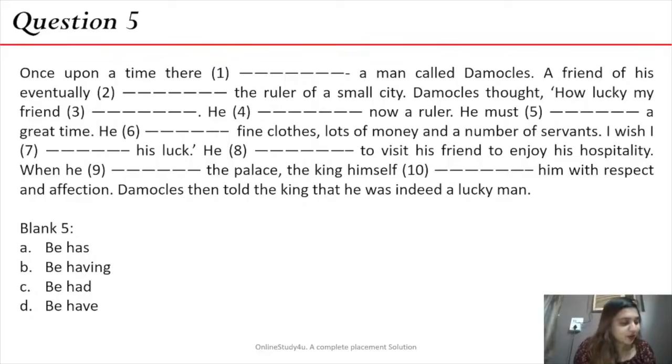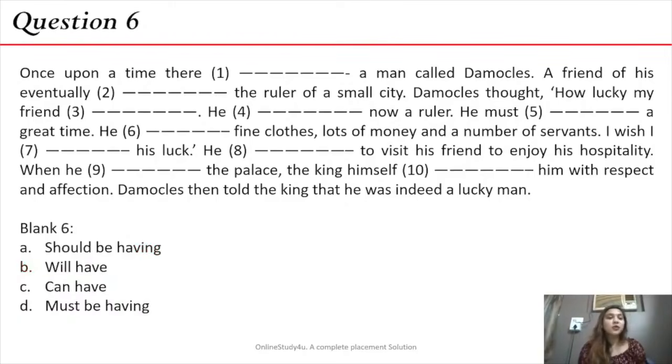Okay, I see a lot of B coming in. Perfect. So the correct answer is B, having. He must be having a great time. We're trying to state that he's become the ruler, and ever since he's become the ruler, he must be having a great time. So B is the correct answer option. I'm very happy that you guys are all getting it correctly.